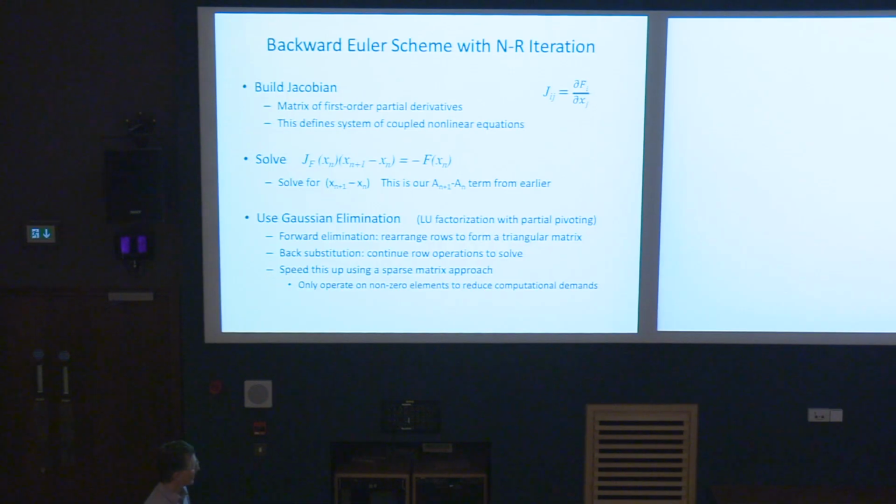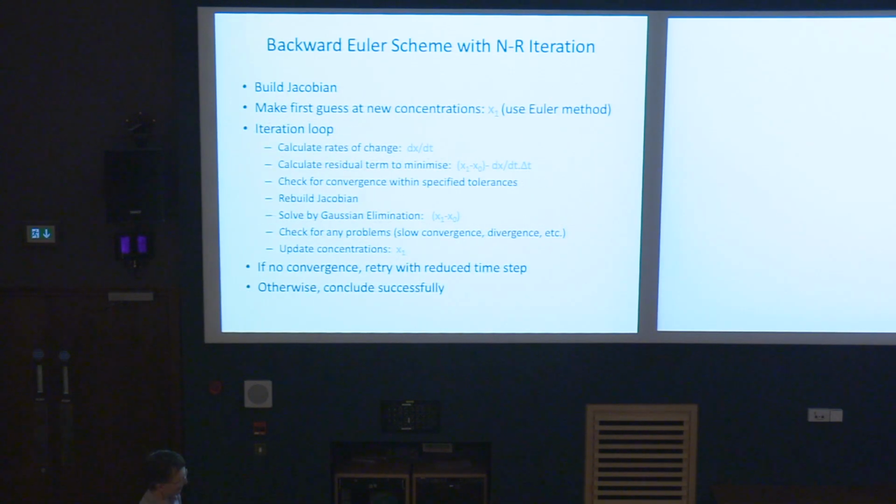All right. So the overall process, the full procedure: you start off at the beginning of the chemistry, building the Jacobian, building how the rates of change depend on the concentrations of each tracer. We make a first guess at what the concentrations at the end of the step should be. Okay, we tend to use an Euler method for that. Dead straightforward, very simple to apply. And we then calculate the rates of change using these concentrations.